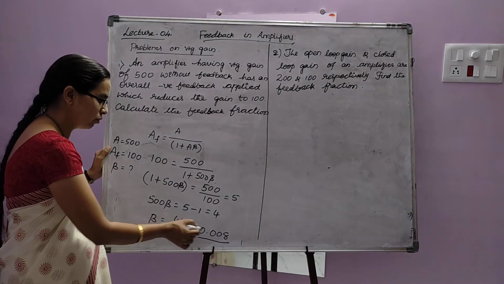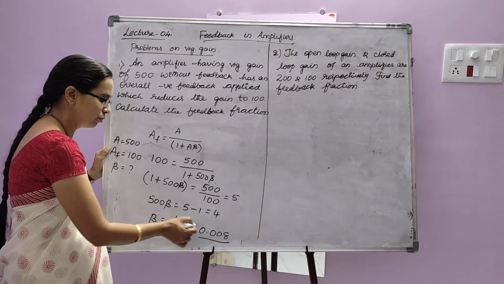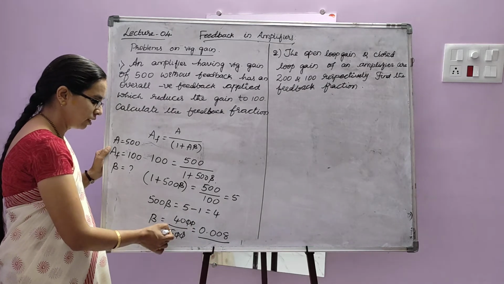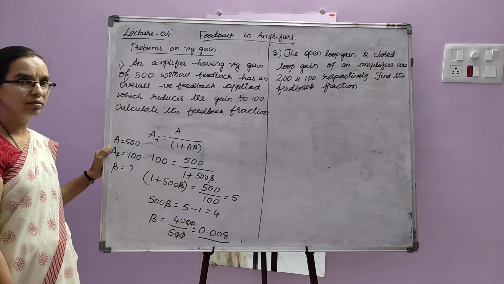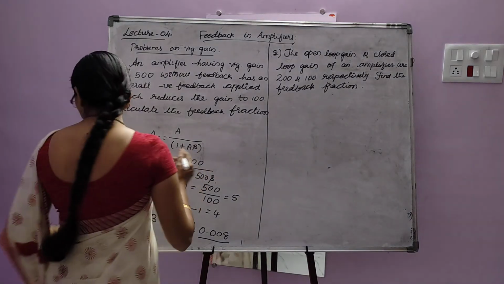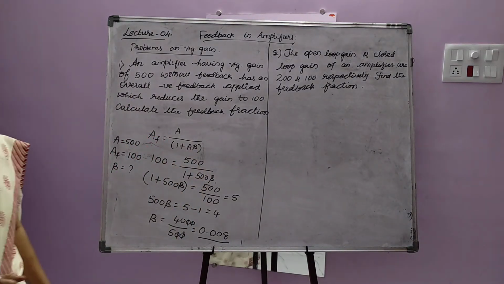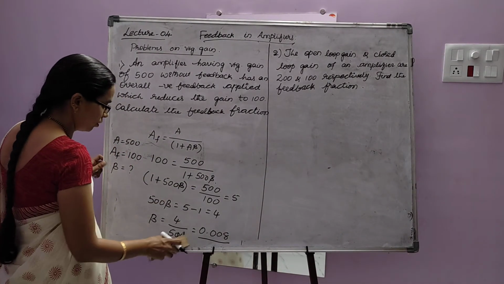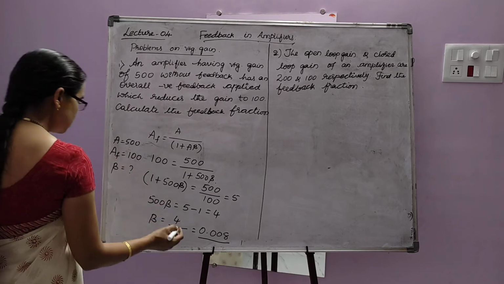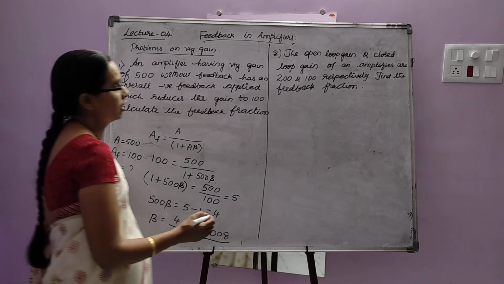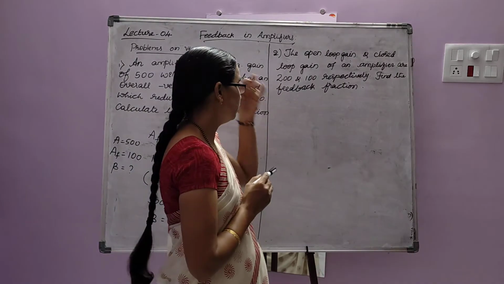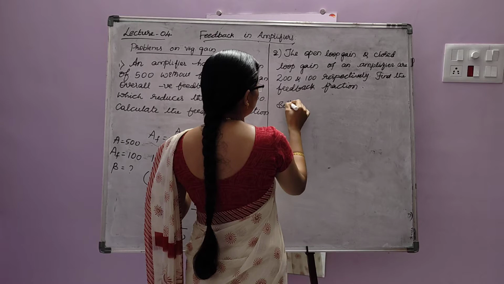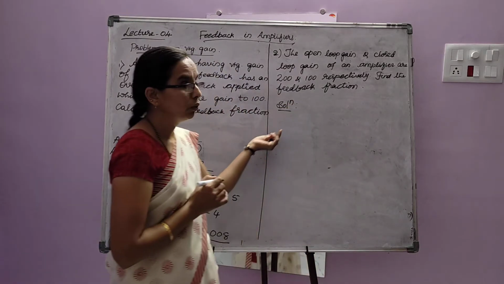Four by 500 is 0.008, the feedback fraction. You have a similar kind of problem. You can try it on your own, but I will do it. Whoever doesn't get it can look into the problem.